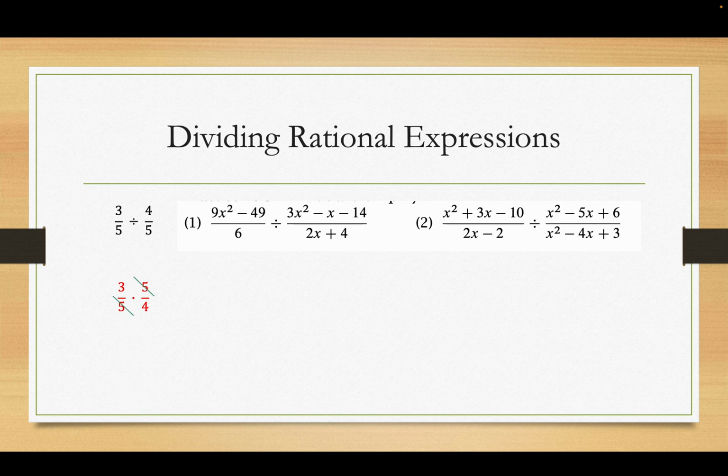Now it's the same thing with these uglier expressions. But it's the same exact process. You've got to flip and multiply. But with algebra, you're also going to factor first. So now it's flip, multiply, factor, and cancel. Give it a try.